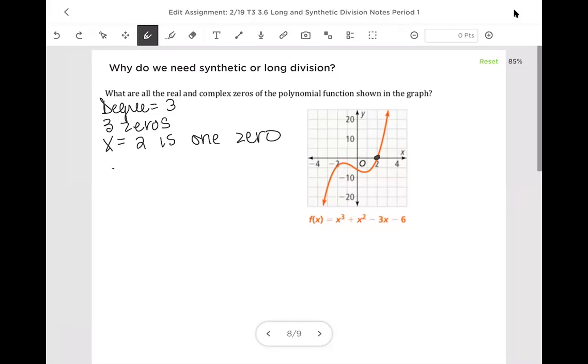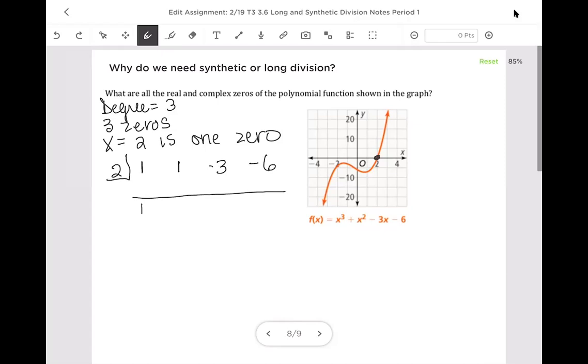So I'm going to put 2 in the house, and I'm going to put my polynomial next to it, my coefficients. So that's 1, 1, -3, -6. Here goes synthetic division.